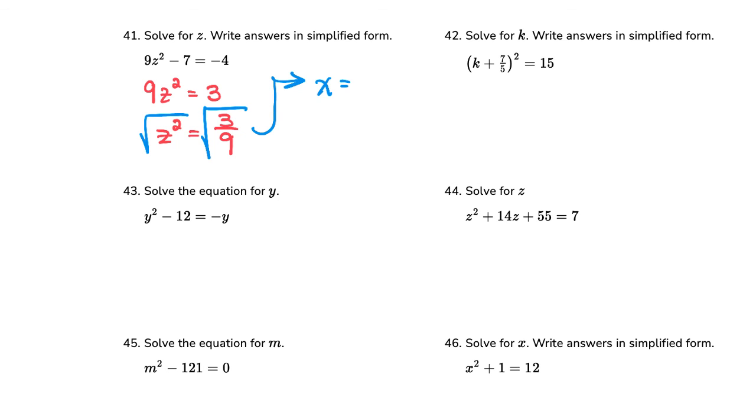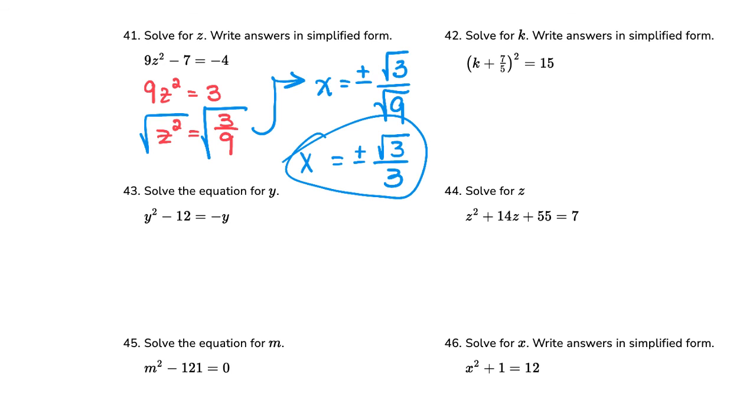So X equals plus or minus, whenever we square root. It's a fraction, so I square root the top and square root the bottom. And this is why I didn't reduce the fraction, because 9 is a perfect square. So there's what X equals: positive root 3 over 3, which is one number, and then negative root 3 over 3, which would be the second answer.